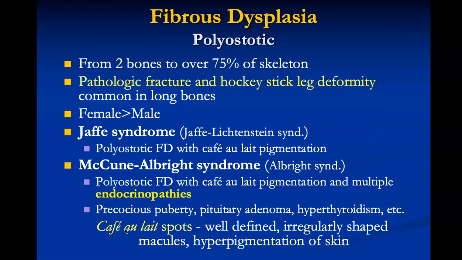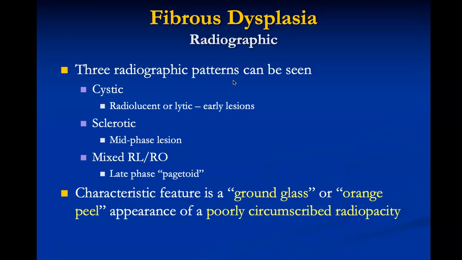Cafe au lait is, of course, coffee with milk, so it's a just a little bit pale tan color, and it's a macule, so it's not raised, and it's just an area of hyperpigmentation. The one main difference between the one seen with fibrous dysplasia and the one seen with neurofibromatosis is that with fibrous dysplasia, the cafe au lait spots tend to have an irregular, sharply defined border, whereas with neurofibromatosis, they tend to be smooth, like oval or oblong, but not with these little indentations on the outside. So it's just one of the things that we notice with these.